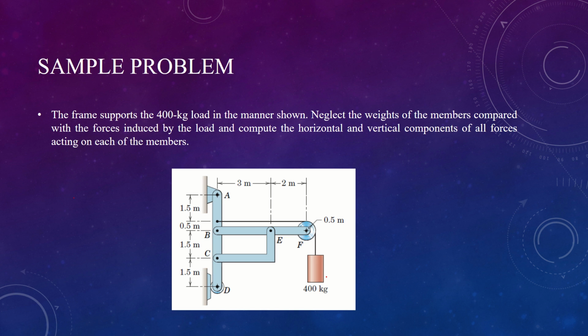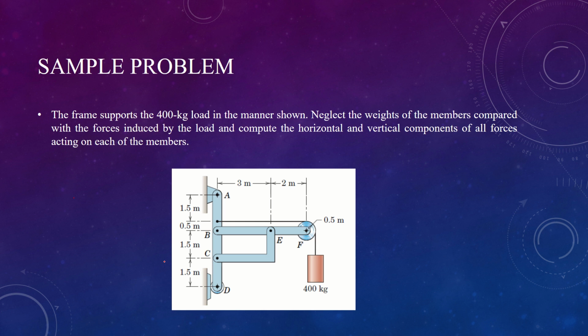Now neglect the weight of the members, assuming these members are weightless, and the force induced by the load, and compute the horizontal and vertical component of all forces acting on each member. So we have to compute the forces acting on each member, horizontal and vertical. The first thing is we have to determine the external reactions acting on this frame.